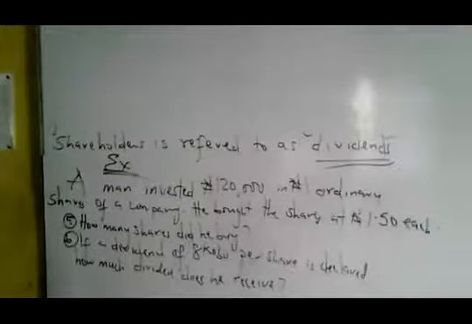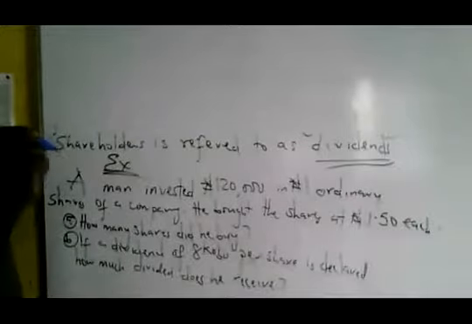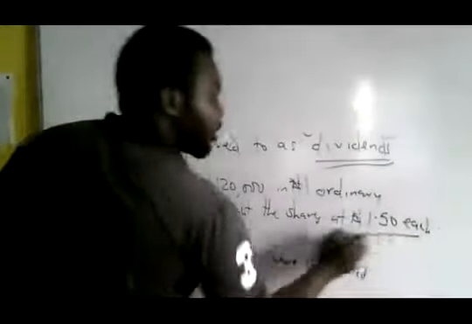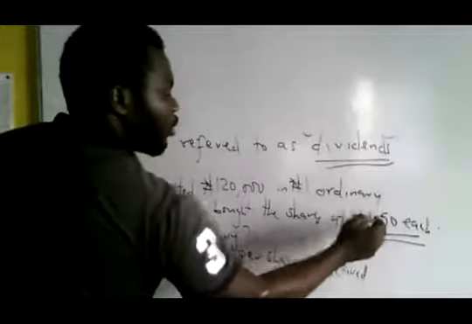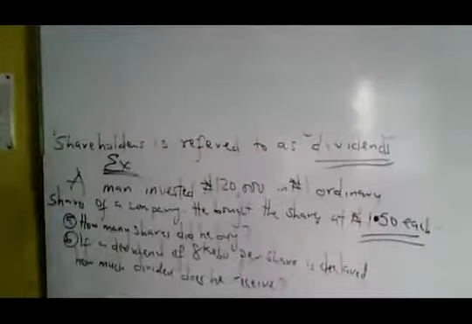All right, guys, let's take a look at the question. Now, a man invested. So now, how much did he buy the shares? That is the question. He bought it at what? 1 naira 50 kobo. How many shares did he buy?